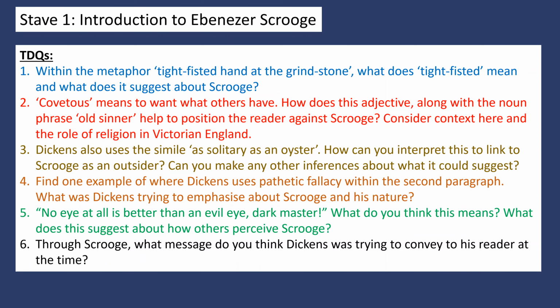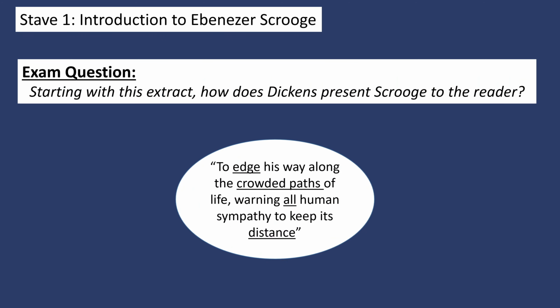All right, so hopefully you found those helpful. What we're going to do, this is our exam style question today, starting with this extract: How does Dickens present Scrooge to the reader? I'm going to give you 2 quotes. We'll do them one at a time. Write the quote down, and I want you to make some annotations around this quote.